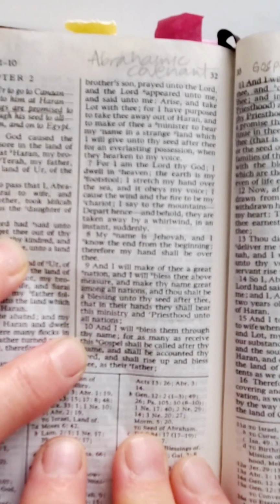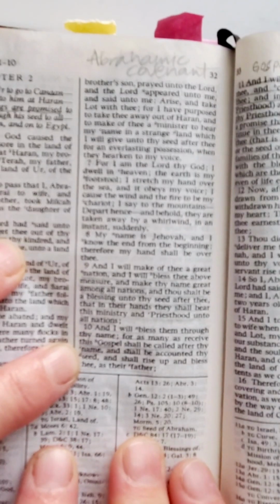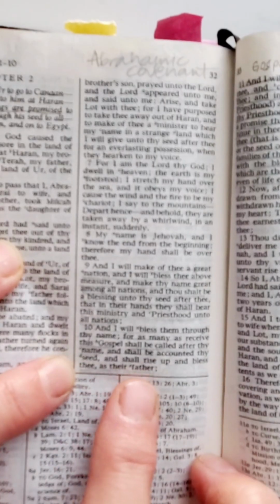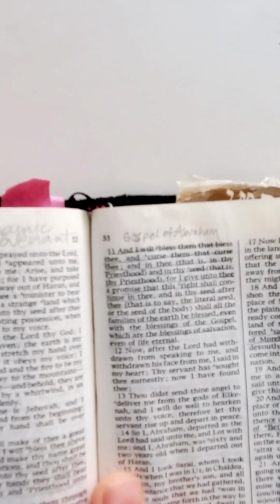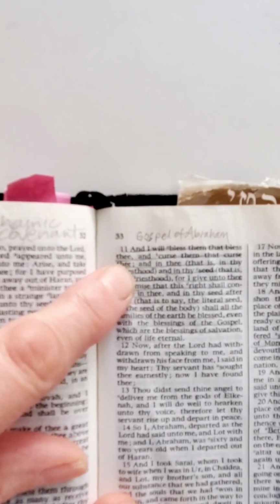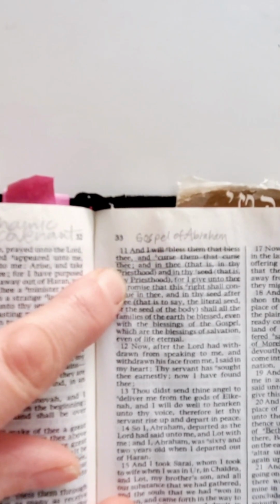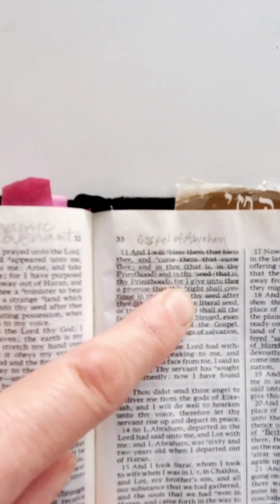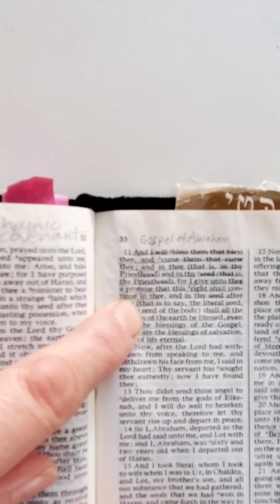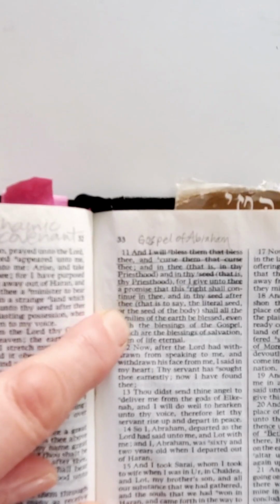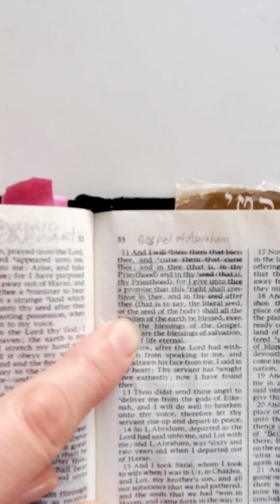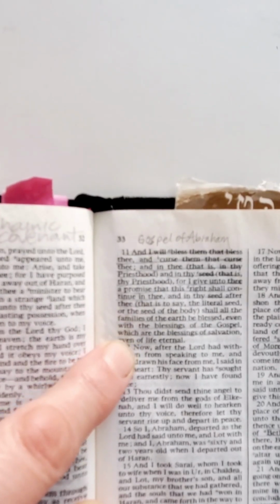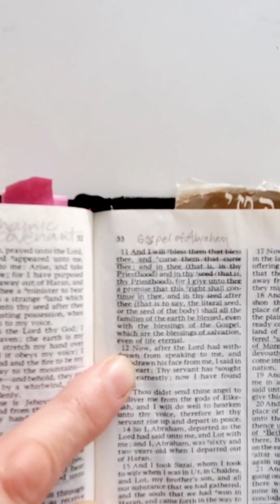And I will bless them through thy name, for as many as receive this gospel shall be called after thy name, and shall be accounted thy seed, and shall rise up and bless thee as their father. And I will bless them that bless thee, and curse them that curse thee. And in thee, that is in thy priesthood, and in thy seed, that is thy priesthood, for I give unto thee a promise that this right shall continue in thee, and in thy seed after thee. That is to say, the literal seed, or the seed of the body, shall all the families of the earth be blessed, even with the blessings of the gospel, which are the blessings of salvation, even of life eternal.